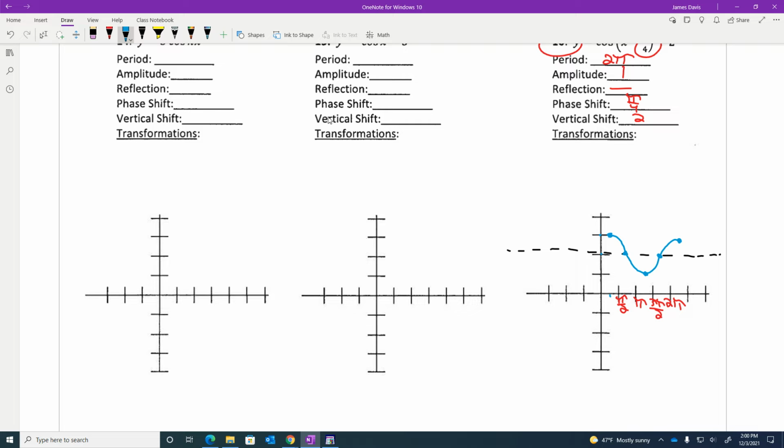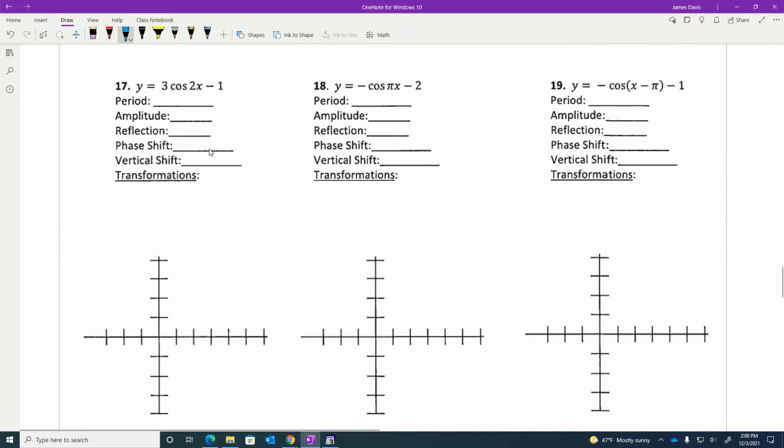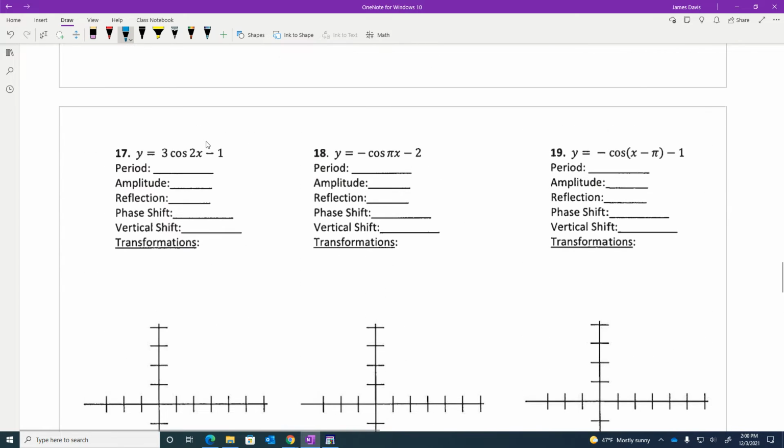No, I'm talking about this one. Yeah, the backside has a few that are kind of challenging. Let's do those.